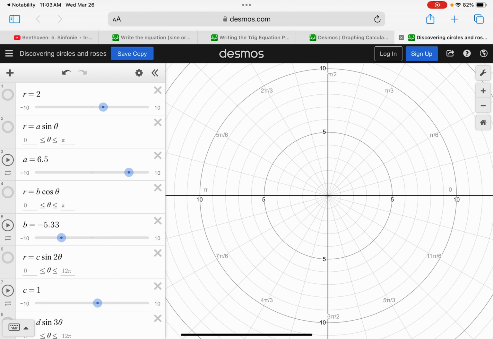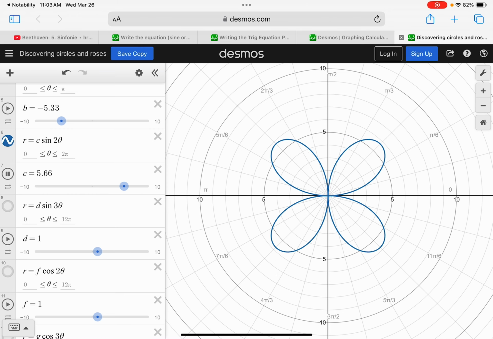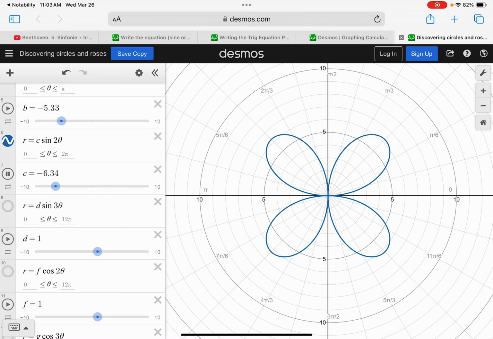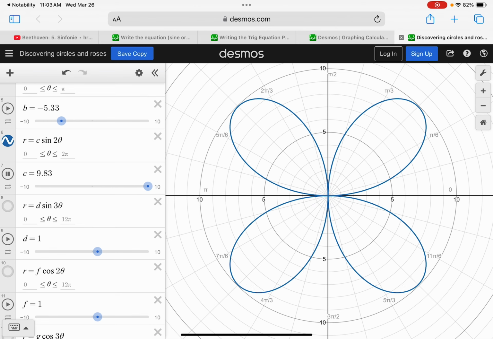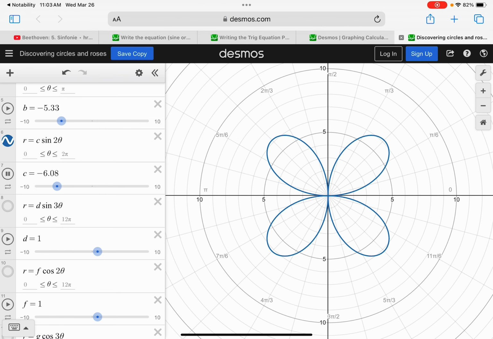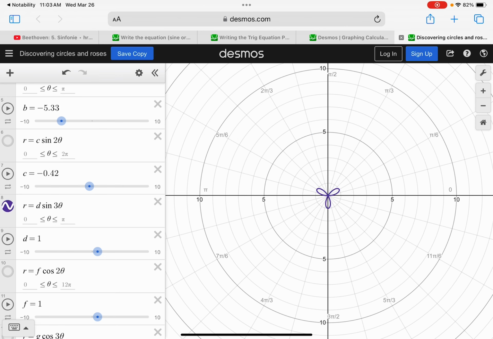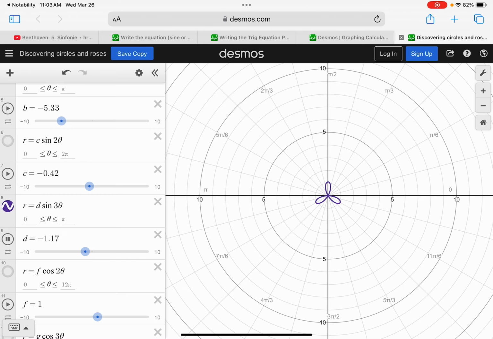Okay, so pause. Then on the next one, this one is called a rose. And so I can change the size. Notice the length of each petal is based on that leading coefficient out front. And with this one, when it's sine of 2 theta, it gives me 4 petals. Okay, let's look at the next one. When I have sine of 3 theta, same idea, the petal length can change depending on that, and if it's negative, then it reflected.